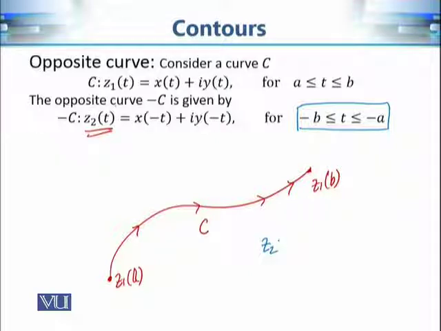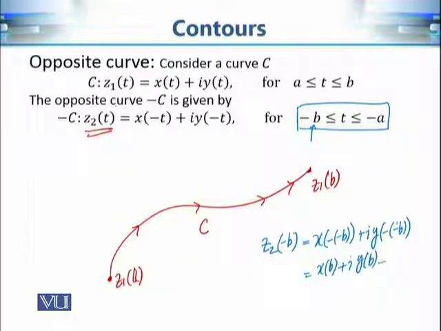Now what's really happening in this case? Let's see what is z2 of minus b, because this is the initial point. It is going to be equal to x of minus b plus iota y of minus b. So this is going to be equal to x of b plus iota y of b, and it is the same as z1 of b. So basically this is the final point of z1 of t, but it is the initial point for z2 of t.